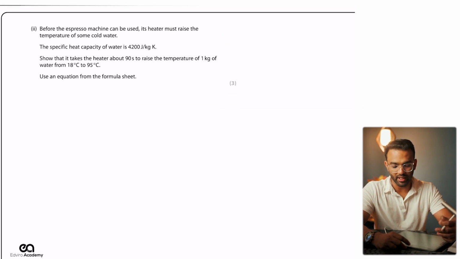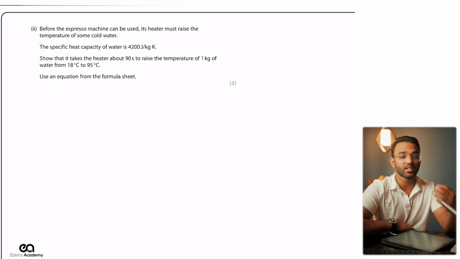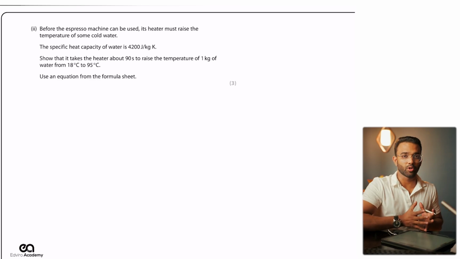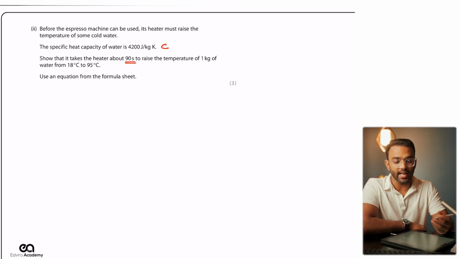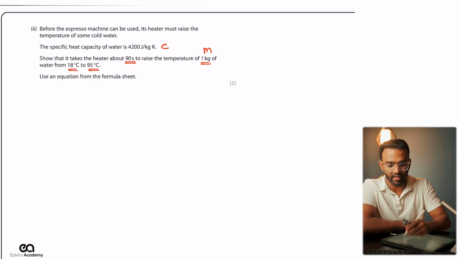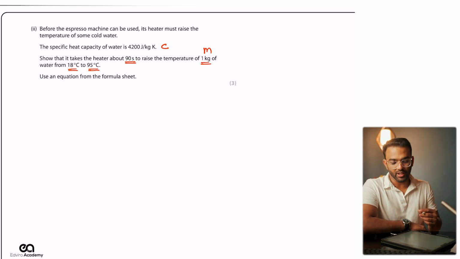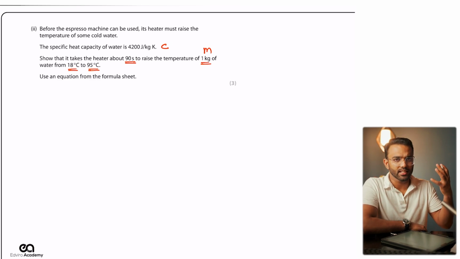Before the espresso machine can be used, its heater must raise the temperature of some cold water. So basically, cold water is drawn into the heater, it's heated up. The specific heat capacity of water is given. So this is our c. c is the letter representing specific heat capacity. Show that it takes the heater about 90 seconds to raise the temperature of 1 kilogram of water. So that's our mass, from 18 degrees to 95 degrees. So we need to show that it takes about 90 seconds, which means we need to find out time, right?